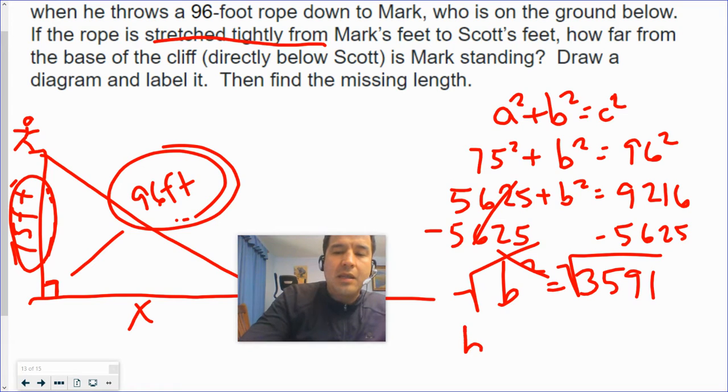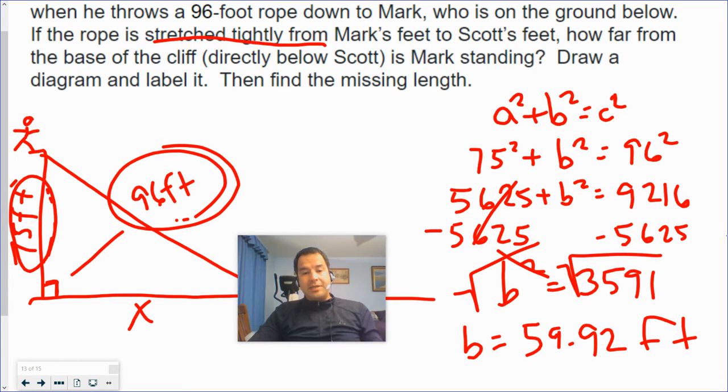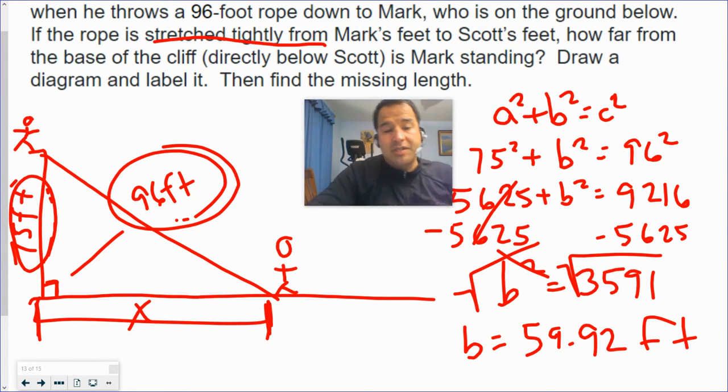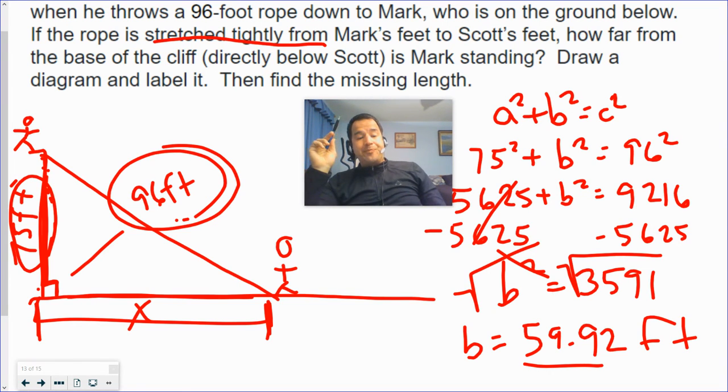So B is equal to 59.92. We're talking about feet. And that would be your answer. That would be the distance between the cliff and Mark's feet. Now, some of you are looking at this and saying, wait, that can't be right, because you're saying this is 75 feet over here, and then this side that's longer is 59 feet. How can that be? Guys, with these shapes, I want you to be careful, because a lot of times the drawings aren't to scale, not even accurate in this case.